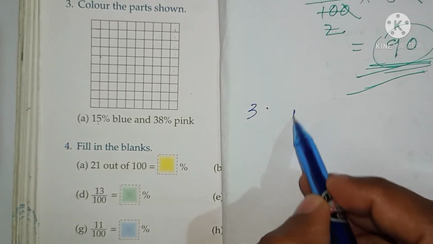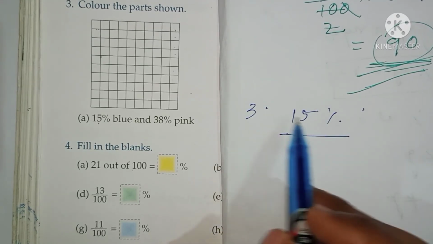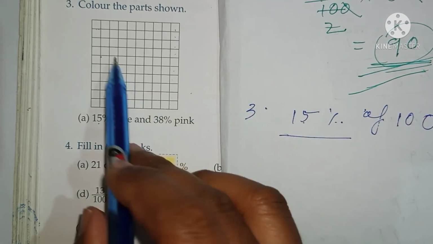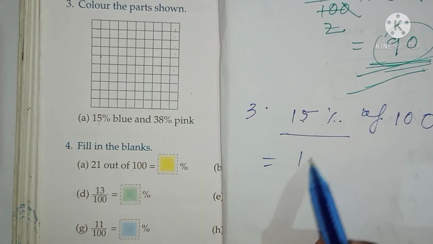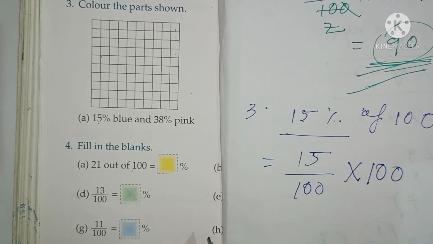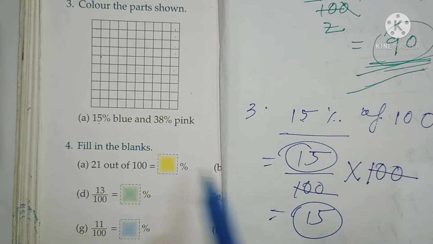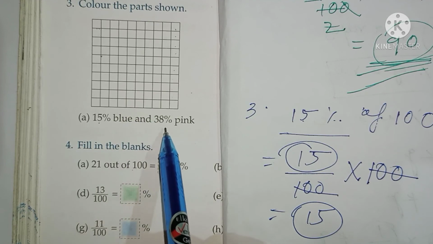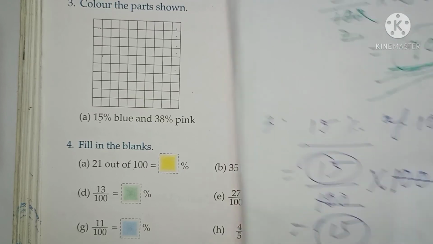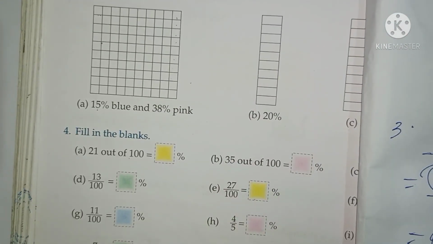See, here 15% is blue. 15% of how much? 15% of 100, because there are 100 small squares. So 15 by 100 multiplied by 100 gives 15. It means you will color 15 small squares blue. Similarly, 38% pink: as these are 100, 38 parts will be colored here. Similarly the 20%, here is the 20%.